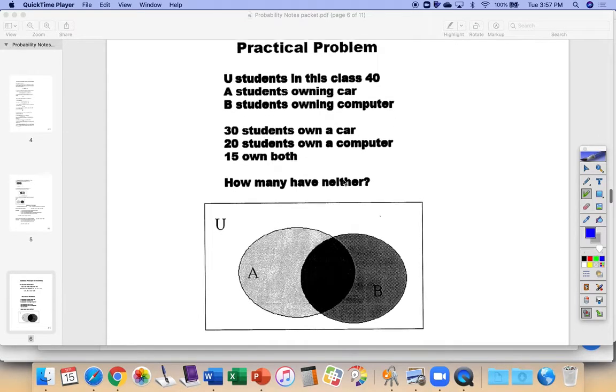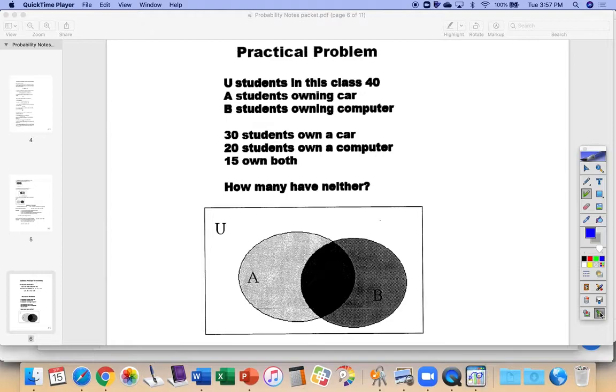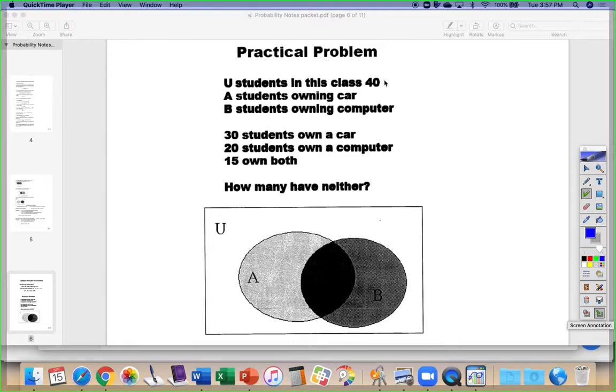Here we go. A practical problem. What it's saying here is U is the universe, in a class of 40 people. So this entire problem has a total of 40 people in it. A will be the group of students that own a car. B will be the students that own a computer. If 30 students own a car, then this entire A circle is made up of 30 people.